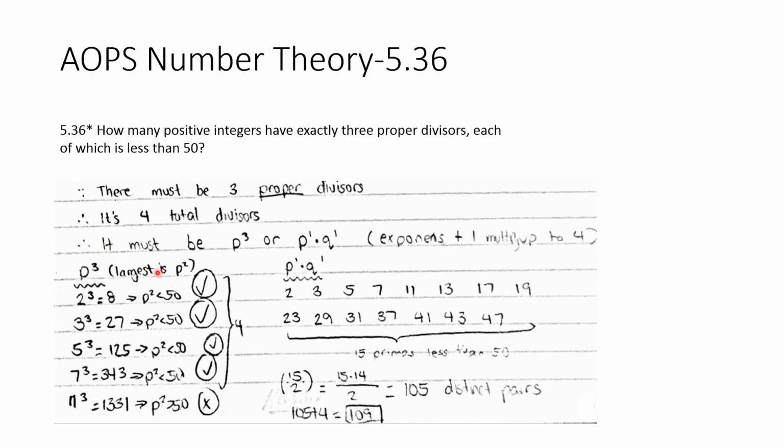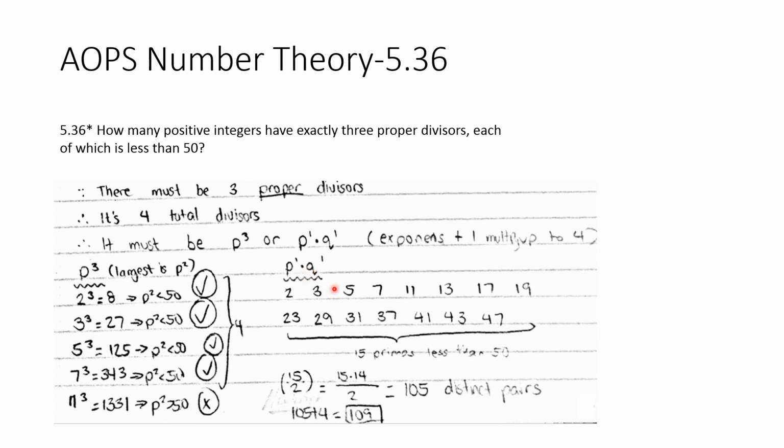So if it's p to the power of 3, 2 to the power of 3 is 8, which would work because p squared is less than 50, and 3 to the power of 3 is 27. It would also work. 5 to the power of 3 is 125, and it would also work. 7 to the power of 3 is 343, which would also work. And 11 to the power of 3 is 1331, which won't work because p squared is more than 50.